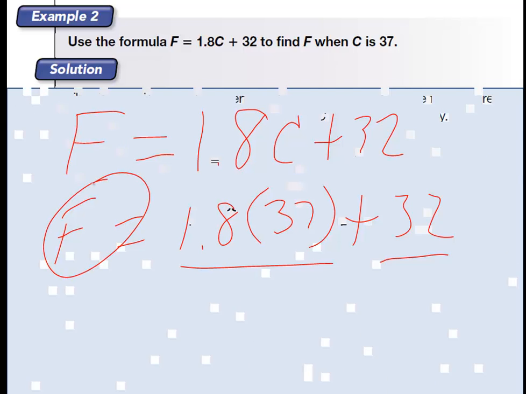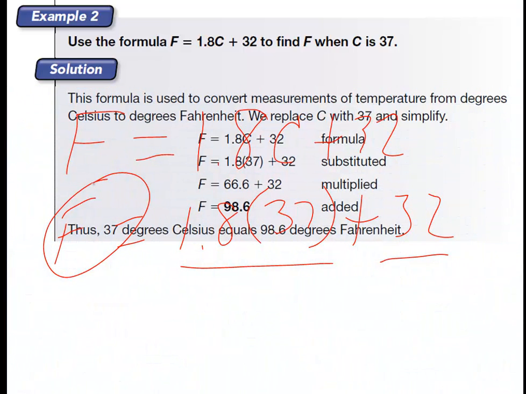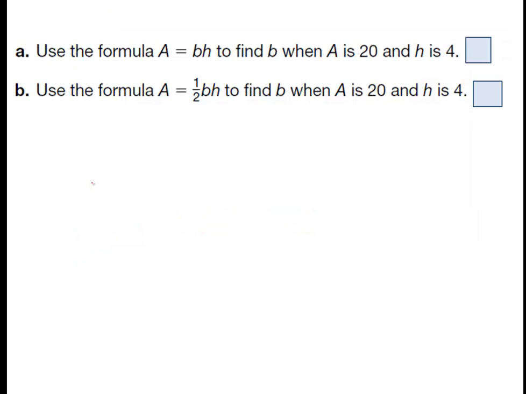F would equal that. In this case here, it's 98.6. Because 1.8 times 37 is 66.6, plus our 32, you get 98.6 degrees Fahrenheit. So when it's 37 degrees Celsius, that equals 98.6 degrees Fahrenheit. All right, so try these two. Pause it. Let's do these two, please. See if you can come up with the answer, and then restart the video.